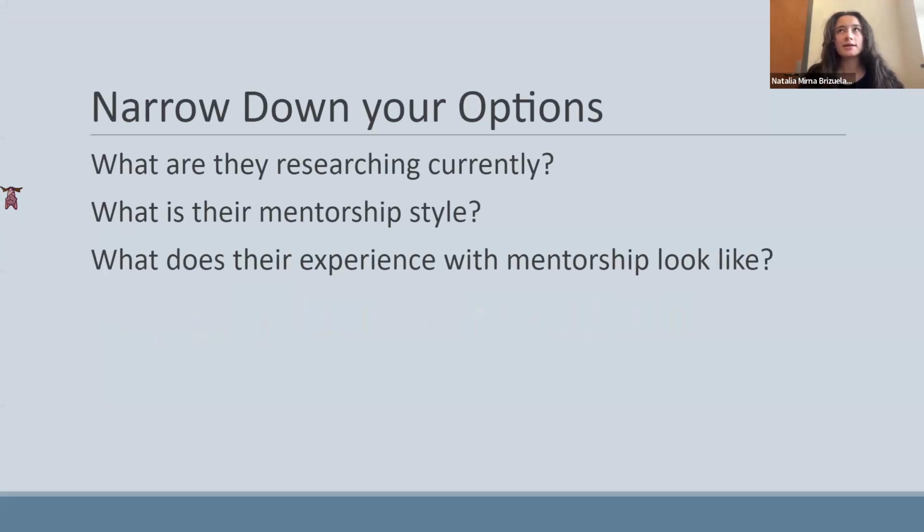All research is good research, but I would say it's important to try, because we can't do everything. It's very important to try and narrow it down to what would be most beneficial to you in your path, whatever that is. So you're going to want to narrow down your options to what that professor is researching currently. How does that affect your pathway?